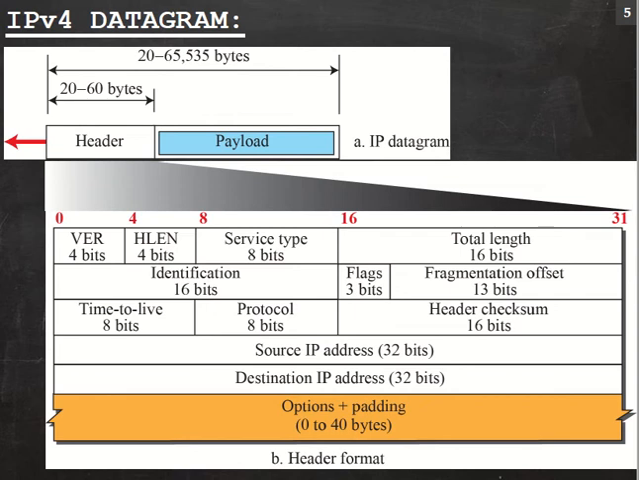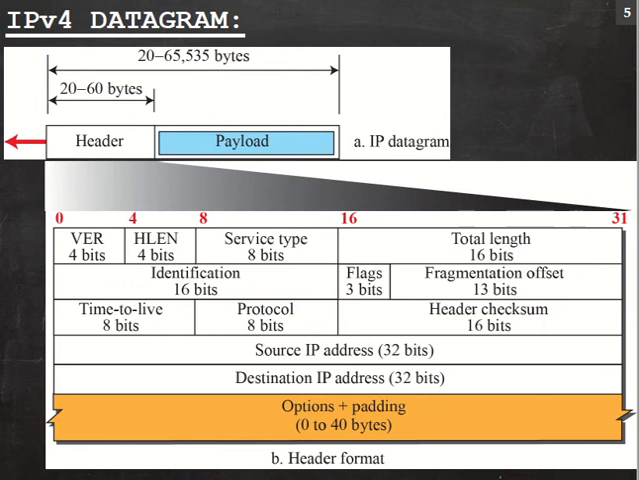The first field is VER, which stands for version number. VER is 4 bits. This is the field which indicates the version of IP. In this case it is IPv4. So the version is 4, and the value in place of VER is 0100, that is in binary. So 4 is represented by 0100. That version field will always be 0100 in this case.